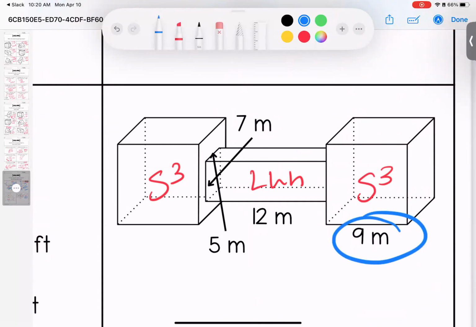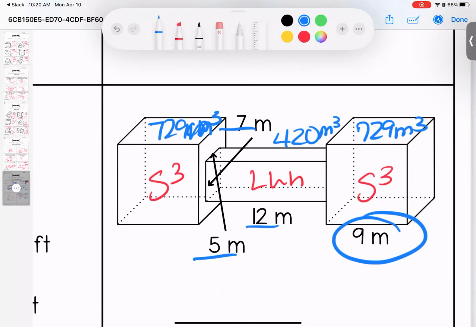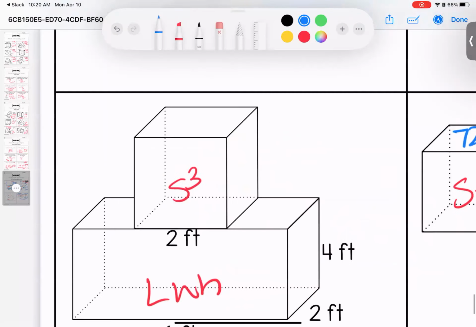So if we start off with that one, 9 times 9 times 9 gives us 729 meters cubed. So both of these are going to be that measurement. Now we have a length, a width, and a height. 12 times 5 times 7 gives me 420 meters cubed. I have to add that to our two cubes. And in total, I have 1,878 meters to the third.